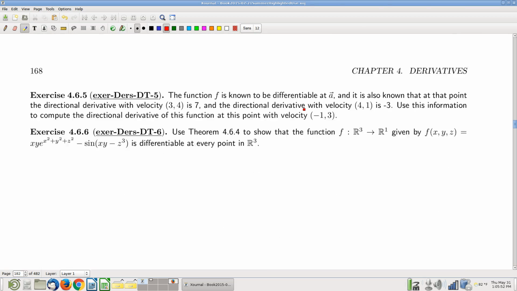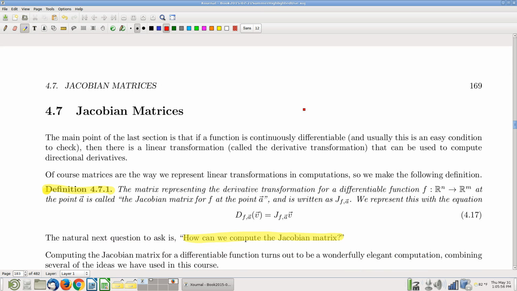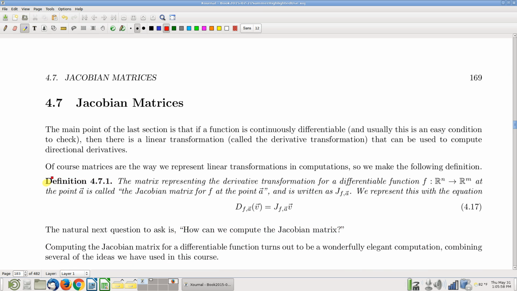Okay, let's move on to the next section. Jacobian matrices. This is the natural extension from what we just talked about. We were talking about the derivative transformation. The derivative transformation is super useful. It is a single linear transformation that will compute all of our directional derivatives for us. Wow. How cool. How can I understand this linear transformation better?